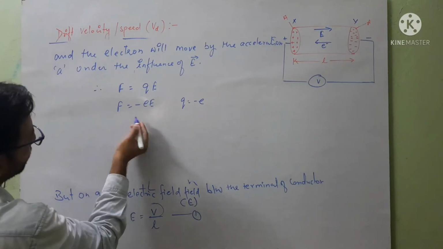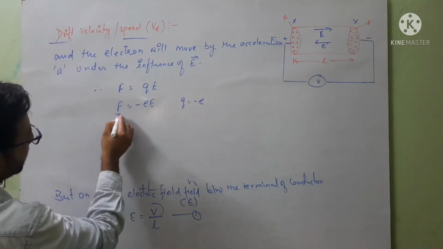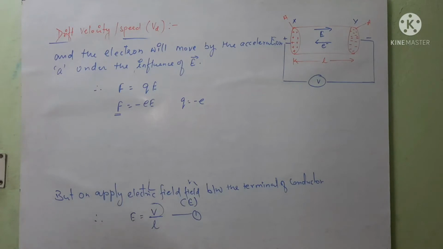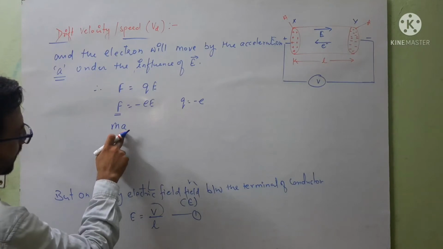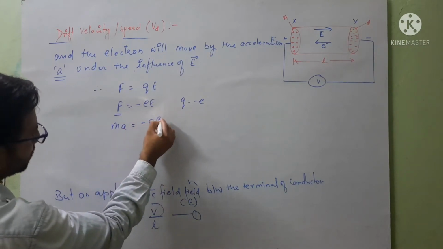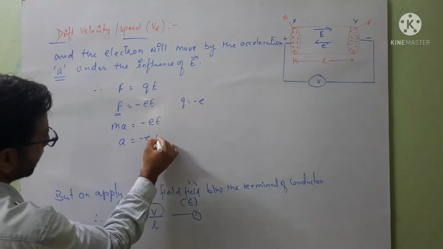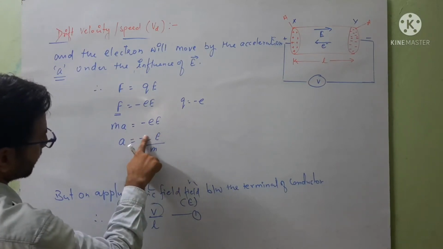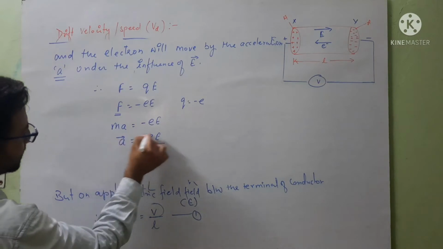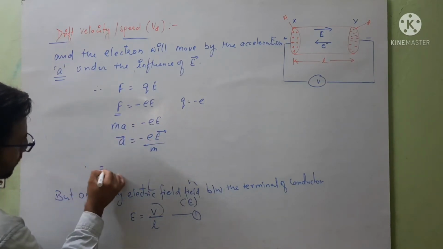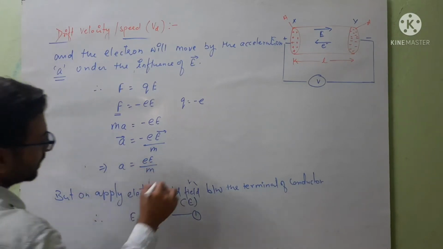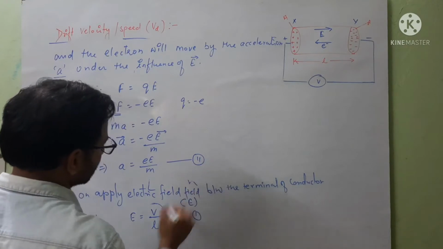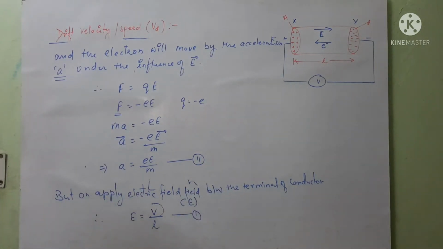Got it? Now from this calculation we can easily calculate the value of acceleration A, as we have mass of electron m, A is acceleration, F is equal to eE, so A is equal to negative eE over m. If you are writing the direction magnitude only, so we can say A is equal to eE by m only. Got it? So this is your formula number 2. We will substitute this acceleration in our upcoming derivation.